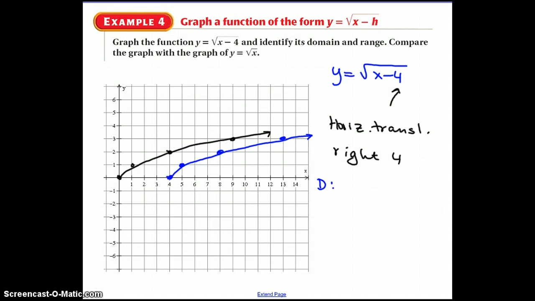Our domain is going to be x is greater than or equal to 4 because our smallest x value that we have here is 4. And then our range is going to be y is greater than or equal to 0 because for the y values we have 0 and everything above it.